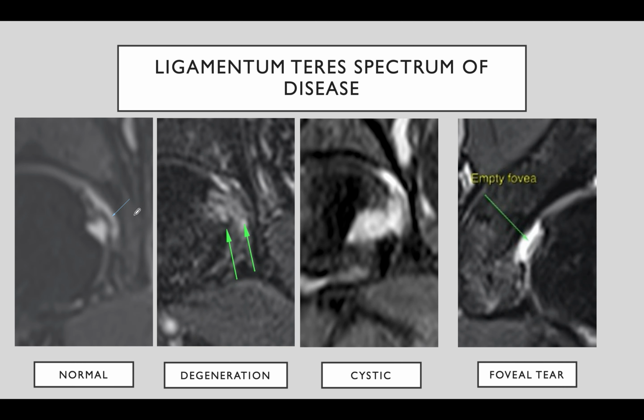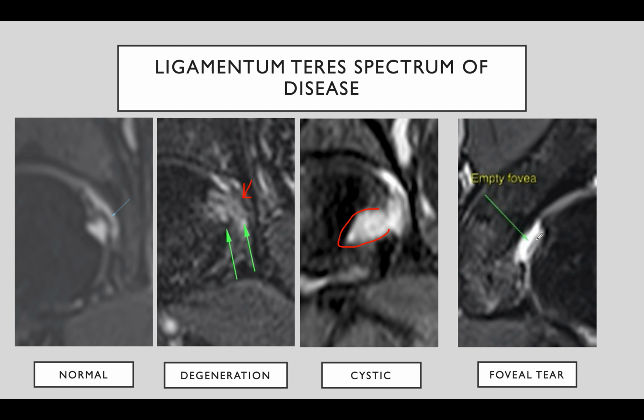Here's your normal ligamentum teres. Here is a thickened ligamentum teres with high signal in it. So there's intrasubstance degeneration. As with all other ligaments and tendons, when there's intrasubstance degeneration, you can predispose yourself to the formation of intraosseous cystic change.